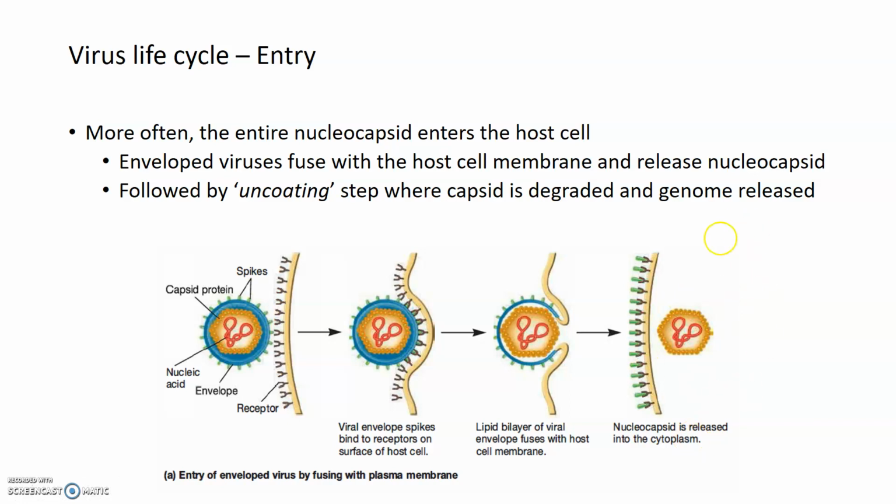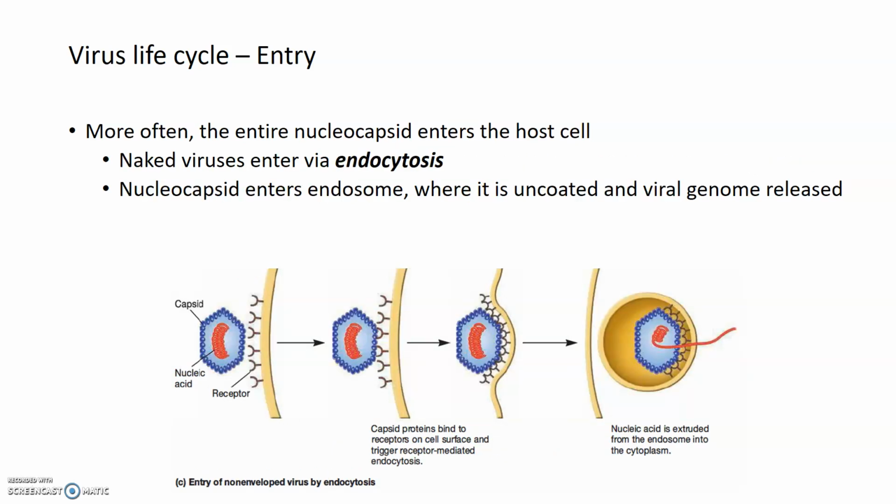into the cytoplasm here. In order for the viral genome to be able to actually be replicated or used, however, this orange structure, which is your capsid, that protein coat, has to be removed and then degraded before the genome can be released.